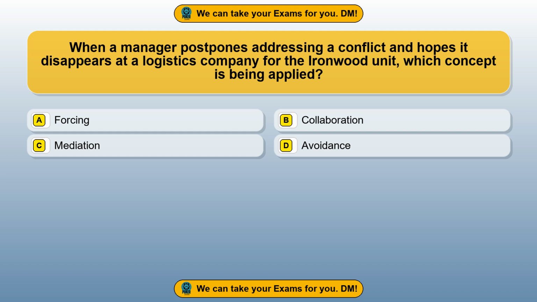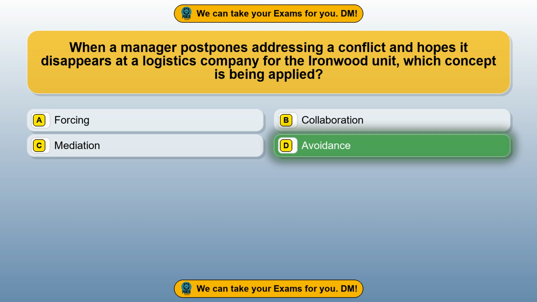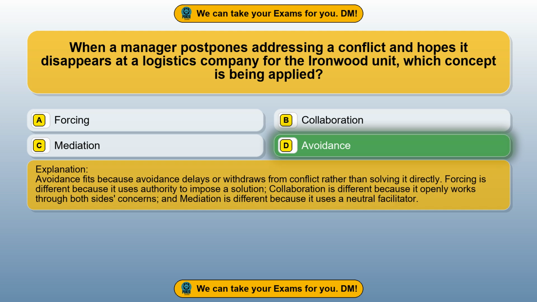Option A, forcing. Option B, collaboration. Option C, mediation. Option D, avoidance. The correct answer is option D, avoidance. Avoidance fits because avoidance delays or withdraws from conflict rather than solving it directly. Forcing is different because it uses authority to impose a solution. Collaboration is different because it openly works through both sides' concerns, and mediation is different because it uses a neutral facilitator.